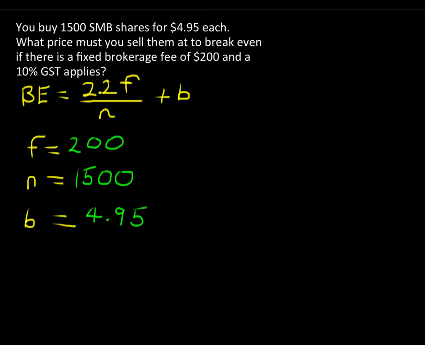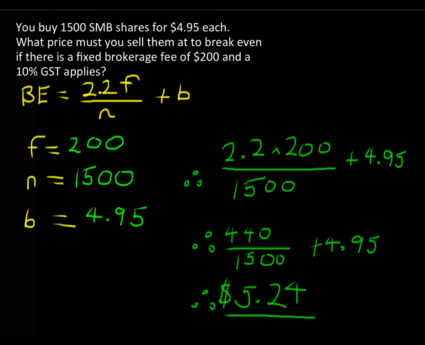We know that our flat fee is 200, the number of shares that we're buying is 1,500, and the buying price, the price that you got them for initially, was $4.95. So we put them all into the formula, work out the top line, write it down, work out the bottom line, write it down, and then add 4.95 to it. So it's 440 divided by 1,500 gives you 0.29, plus 4.95 gives you $5.24. Therefore your break-even price when you buy these shares is $5.24, which is important to know because otherwise you wouldn't know when you would be making a profit or a loss when you come to sell them.